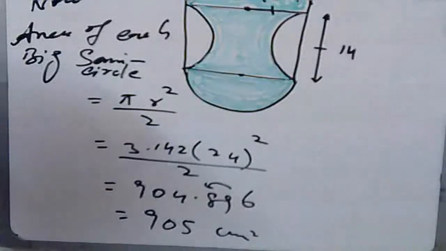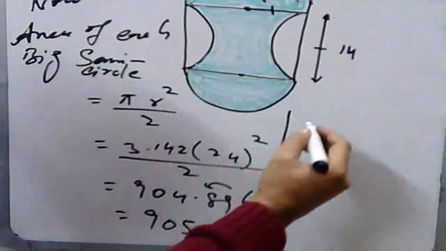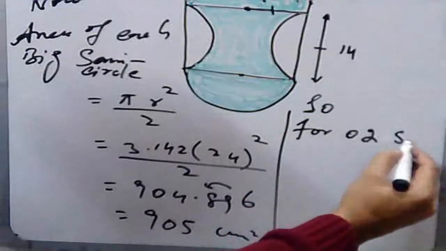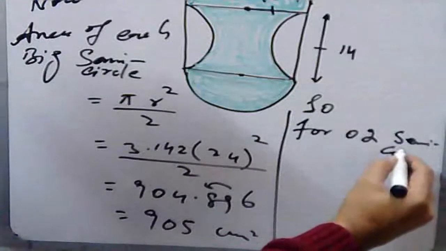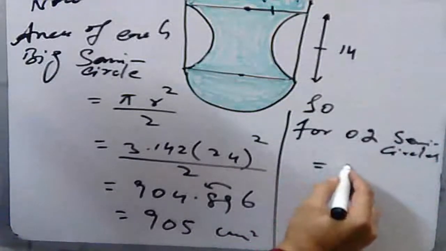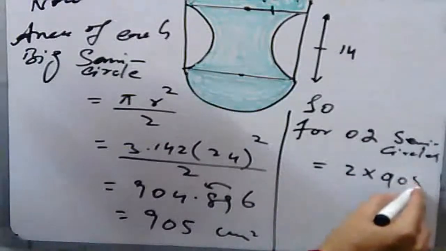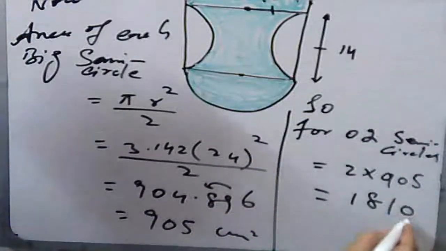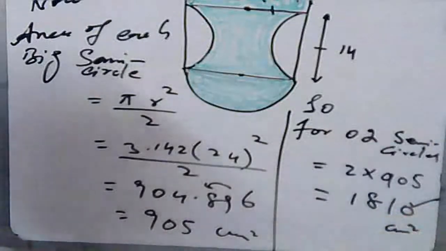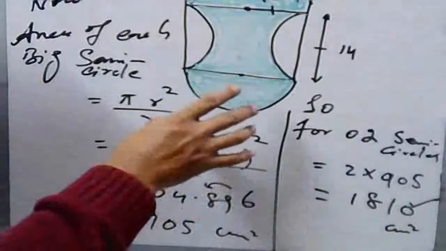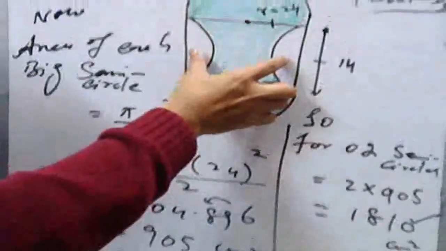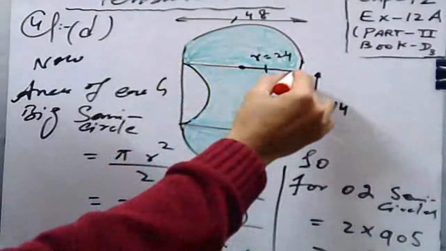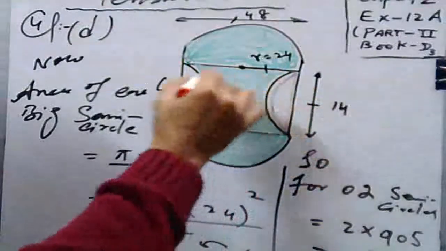Now we have two semicircles, so for 2 semicircles you have to multiply 2 by 905, and after multiplication you will get 1810 centimeters square. So this is your important result. Now we have to find the area of the small circles. These are your small circles. First we used the big circles, so those two are your small circles.